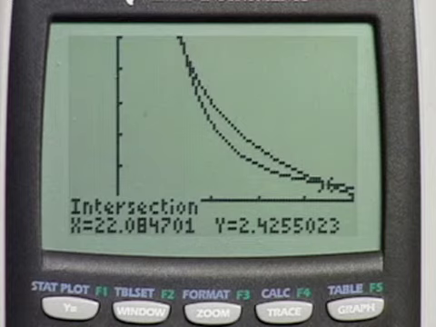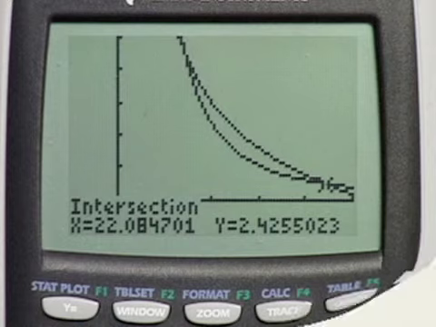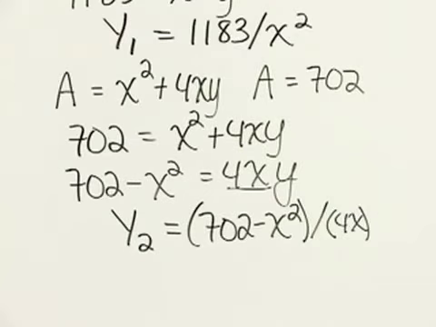So what we are interested in is, of course, both of those points of intersection, and we can approximate those values. So we would approximate the first one as x equals approximately 7.29 and y equals approximately 22.24. And for the second point, x is equal to 22.08 approximately, and y is approximately 2.43. And now let's write those solutions on the board.